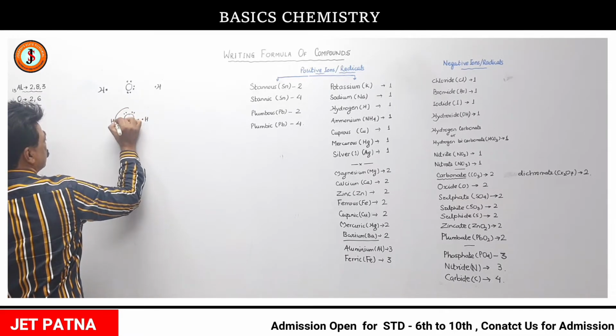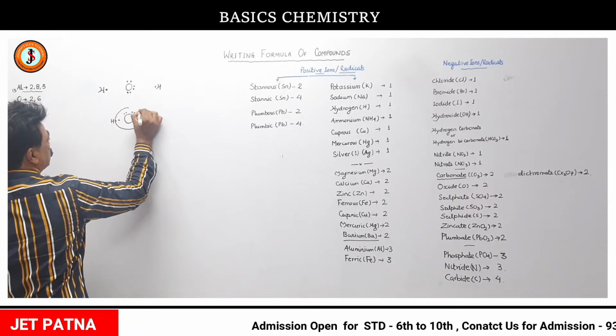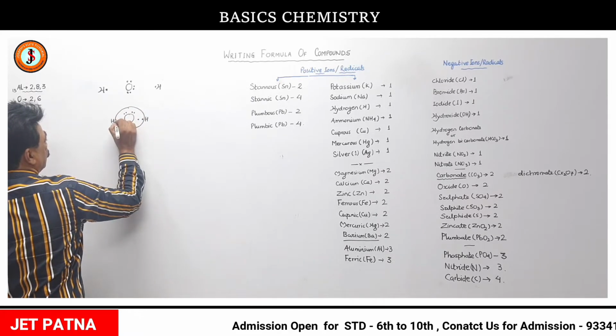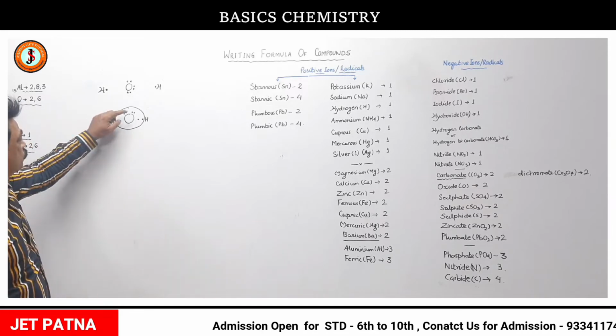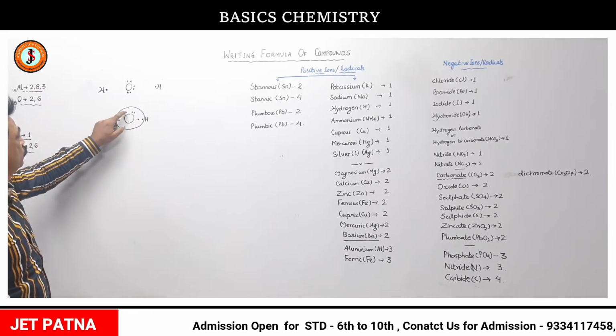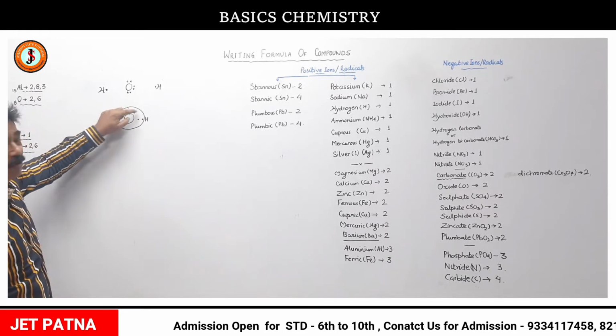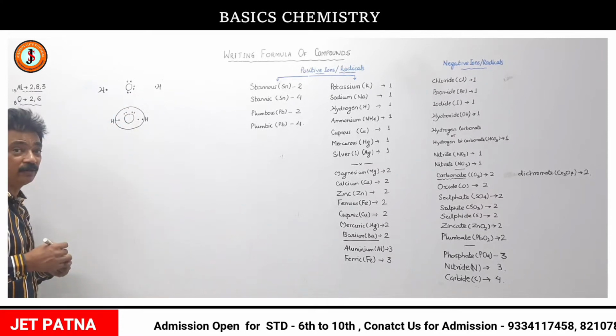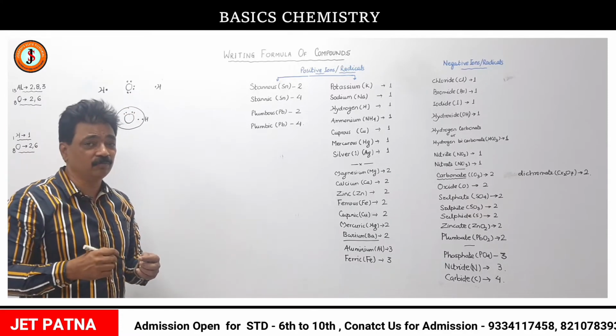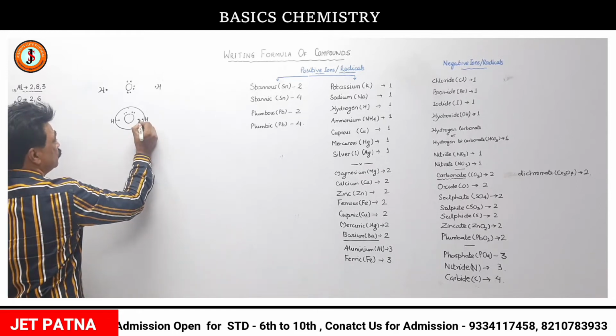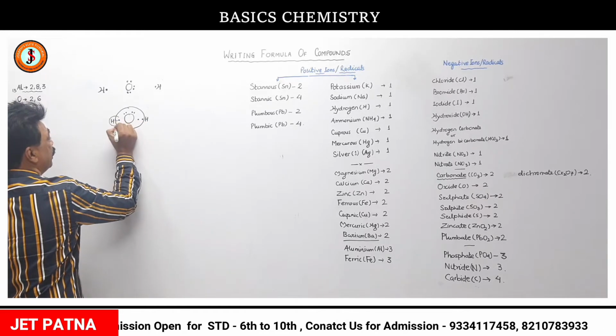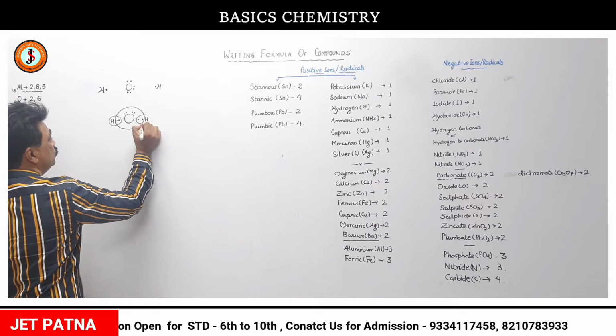Now what happens? Oxygen will overlap its orbit, and now it has got 8 electrons, 2, 4, 6, 8. These are called lone pair. These do not take part in the bond formation, and these are the electrons which take part in the bond formation. And hydrogen has made its duet.